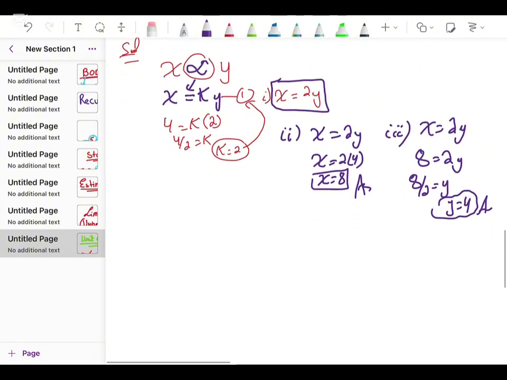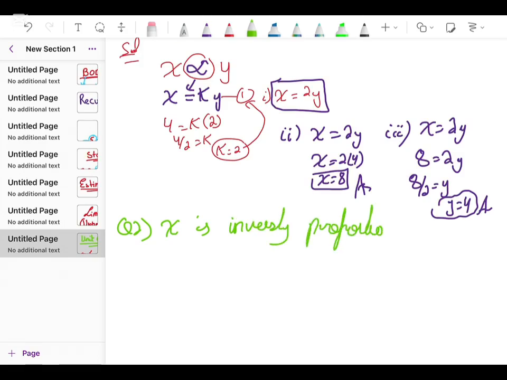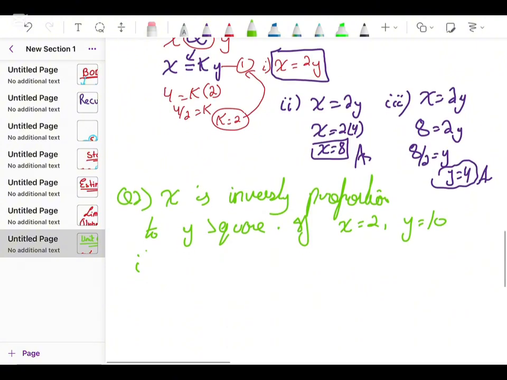Now we will see what difference we have in inverse proportion. Just one difference in inverse proportion. For example, x is inversely proportional to y squared. For example, the question is this: if x equals 2 and y equals 10. Okay, now the part is only to find the equation.